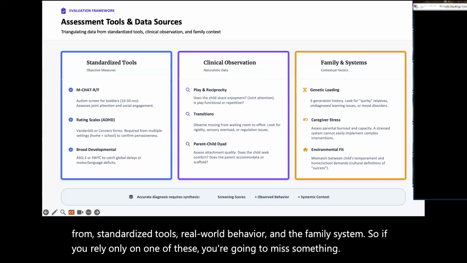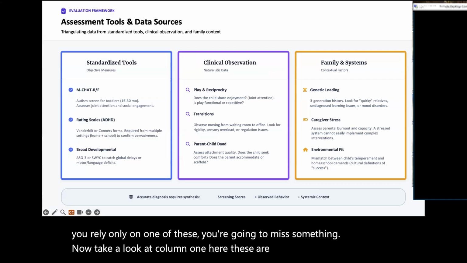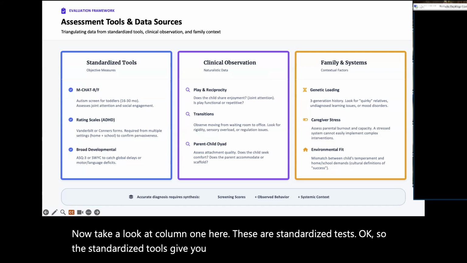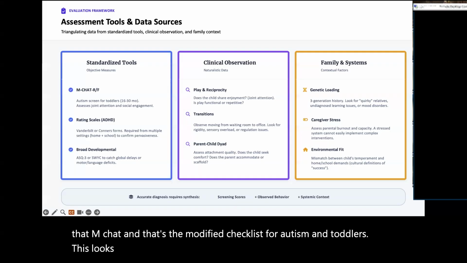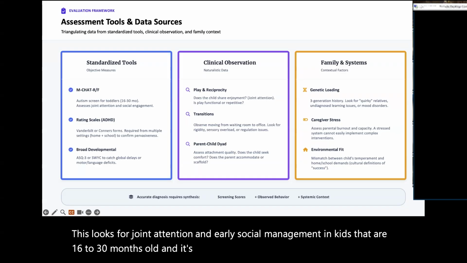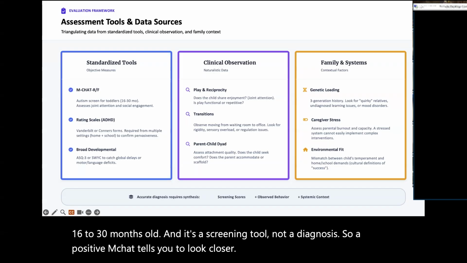Now take a look at column 1 here. These are standardized tests. So the standardized tools give you objective anchors. So for autism, we use the M-CHAT, the Modified Checklist for Autism in Toddlers. This looks for joint attention and early social engagement in kids that are 16 to 30 months old, and it's a screening tool, not a diagnosis. So a positive M-CHAT tells you to look closer, not label the child.